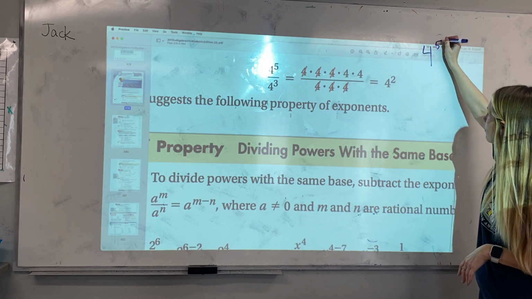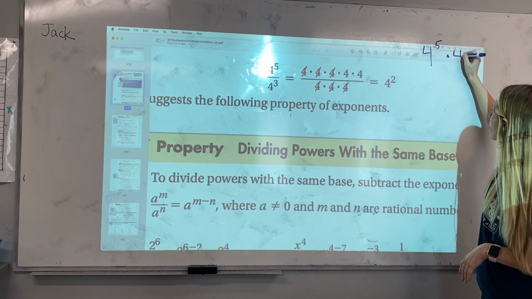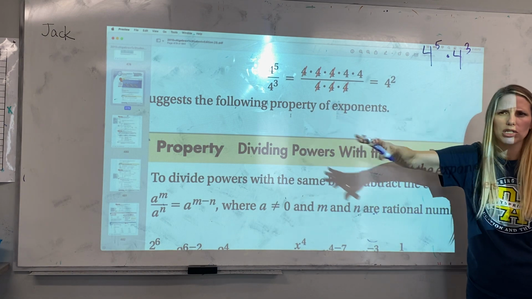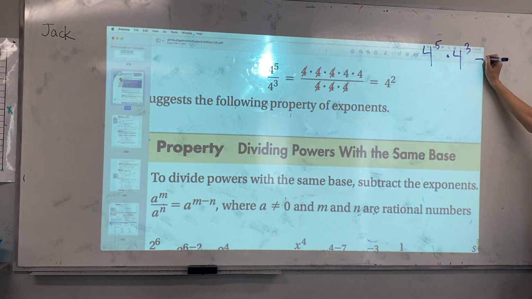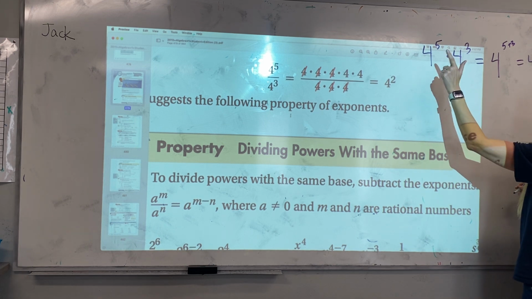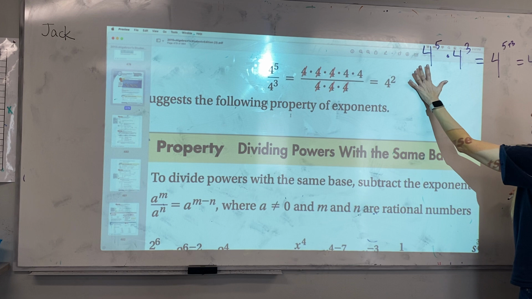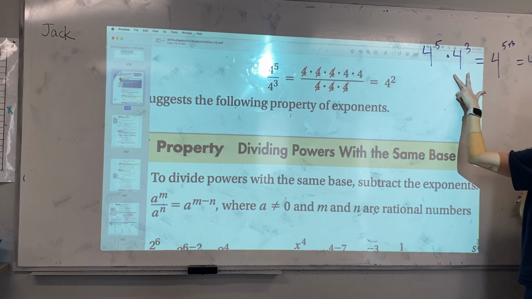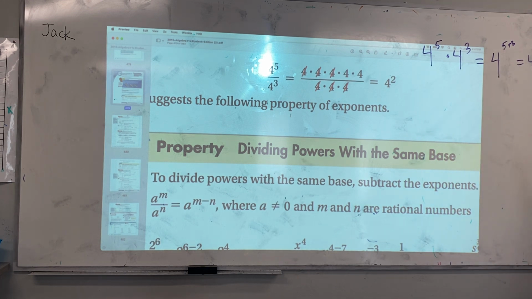4 to the 5th times 4 to the 3rd. I'm using the same numbers, but it's a totally different problem. Please remind me of what I do with my exponents. So it's 4 to the 5 plus 3, which is 4 to the 8th. Because this is 4 times 4 times 4 times 4 times 4 times 4 times 4 times 4. That's 8 fours total, right? So when you're multiplying your bases and they're the same, you add your exponents.